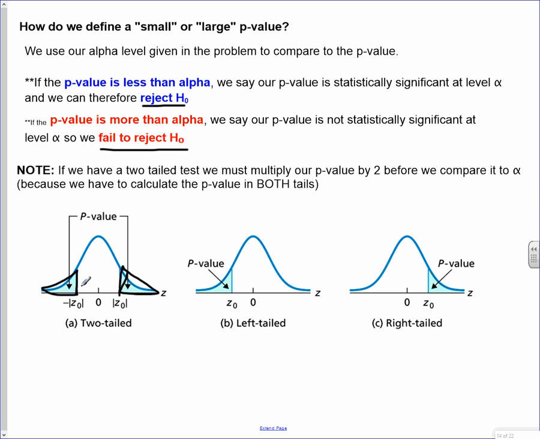So that is one of those things you want to think about when you're setting up your hypotheses: do I want to do a two-tailed test, or could I maybe just do a one-tailed test?